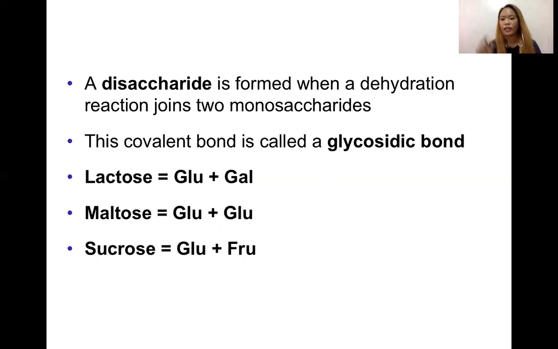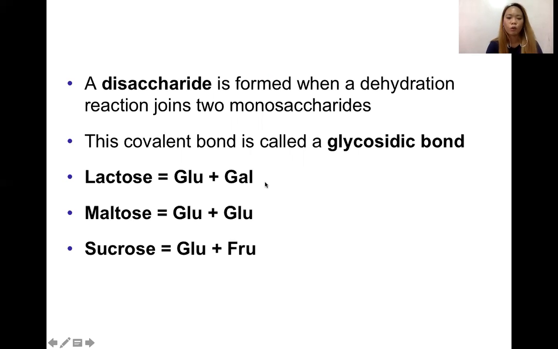And the bond or the linkage that is formed between the 2 monosaccharides is what we call a glycosidic bond. So all polymers of carbohydrates have this glycosidic bond, regardless if it's a disaccharide or a polysaccharide made up of more than 2 monosaccharides. The link between the monosaccharides is always made up of glycosidic bonds.